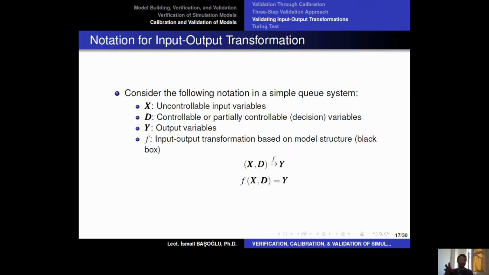Okay, for example, for a simple queuing system, the inter-arrival time of the first client, the service time of the first client, the inter-arrival time of the second client, the service time of the second client, and so forth. So for every client, that X vector contains the inter-arrival times and the service times, but as random variables. Okay, so that's a vector.